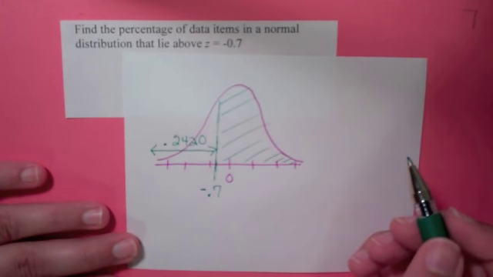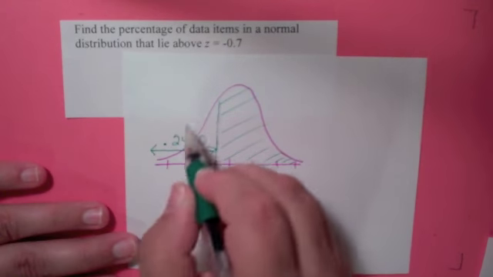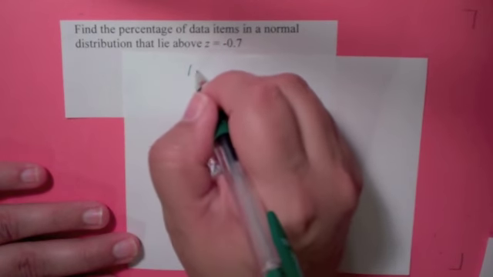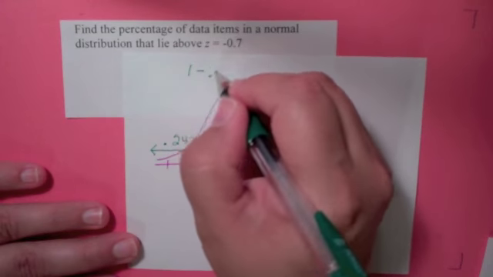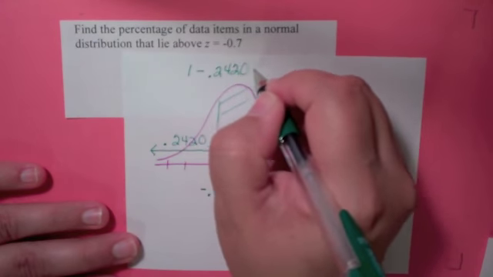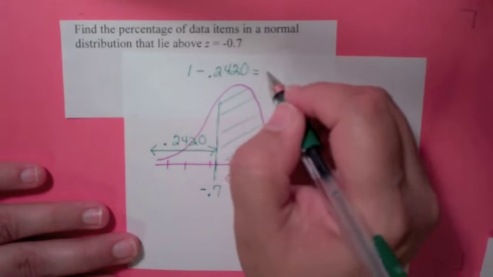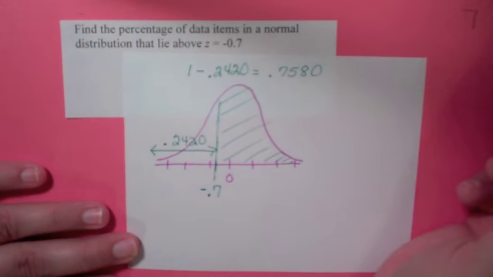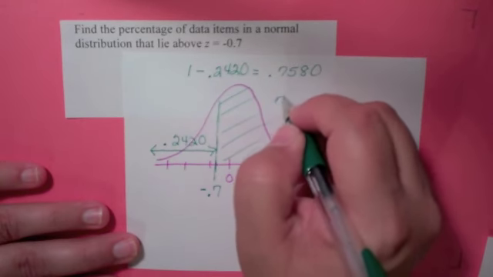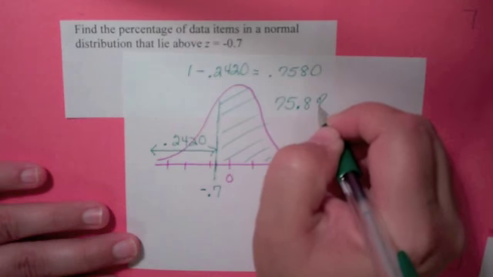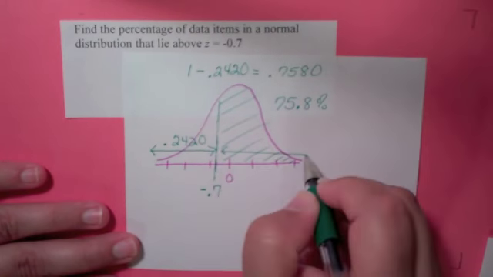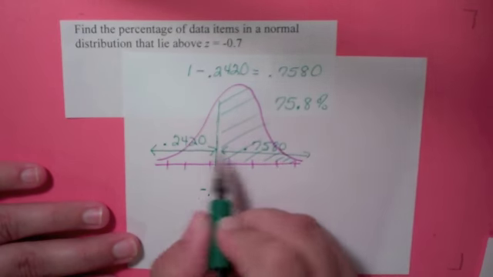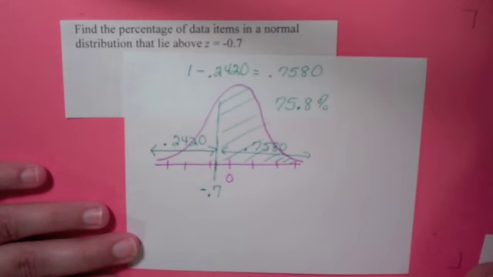So again, I have to invoke the rule that under the whole normal curve, we have 100% of the data, or 1, minus the part I don't want, which is 0.2420. And I get the part I want, which is 0.758. And if I convert that to a percentage, 75.8%. Okay, and again, you can check. You can add these two numbers and you see that you're going to get 1.